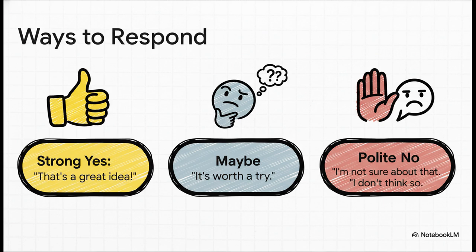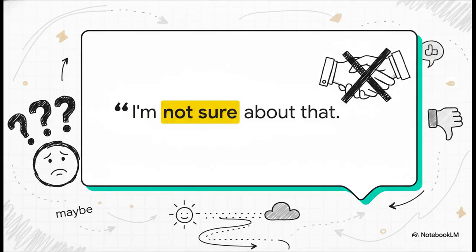And then for a no, we tend to use softer, more indirect language. Okay, pay close attention to this one right here. I'm not sure about that. Now, to someone learning English, it might just sound like a simple maybe. But trust me, to a native English speaker, this is a very clear but very polite way of saying no. It's a gentle way to turn down the suggestion without being rude.